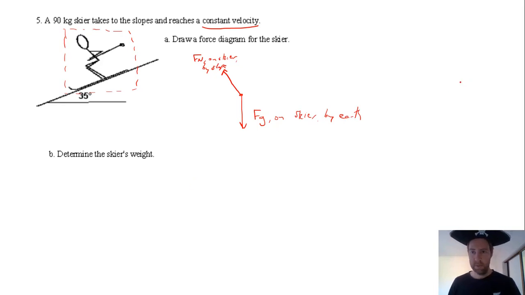So if I was to just draw these in my vector addition diagram so far, they don't end up back where they started from. They need to for a constant speed, for it to be net force zero. There must be something pulling back up the slope.